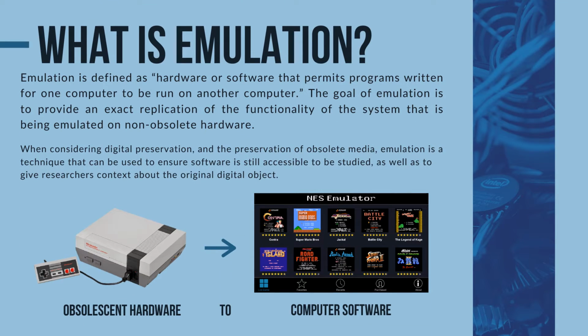What is emulation? Emulation is defined as hardware or software that permits programs written for one computer to be run on another computer. The goal of emulation is to provide an exact replication of the functionality of the system that is being emulated on non-obsolete or current hardware.